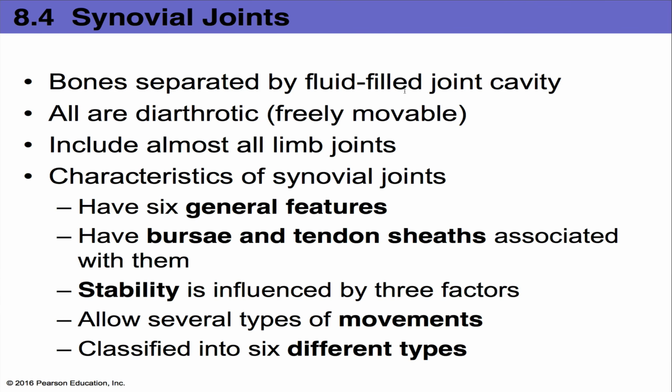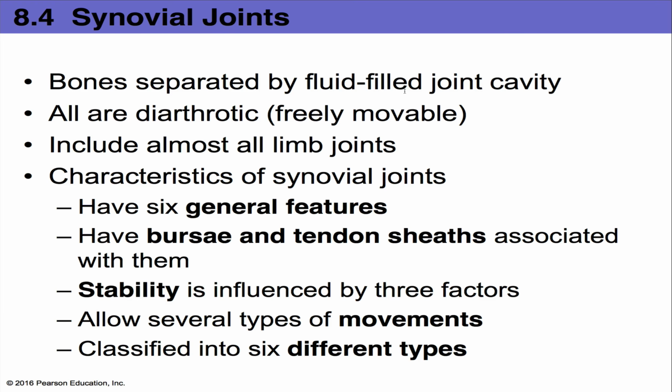Now, what we find at synovial joints is that the articulating bones are separated by a fluid-containing joint cavity. And this arrangement is what allows the bones to have an enormous degree of motion. These are very freely movable joints, and therefore they're classified as diarthrotic. Just about all the joints that you find in your limbs are diarthrotic joints, or in other words, synovial joints.